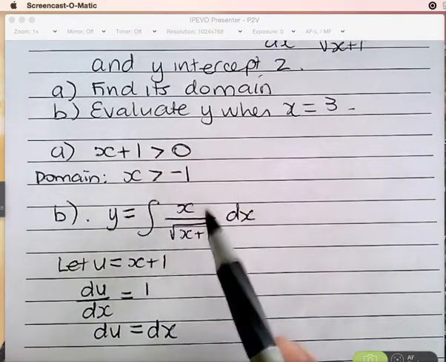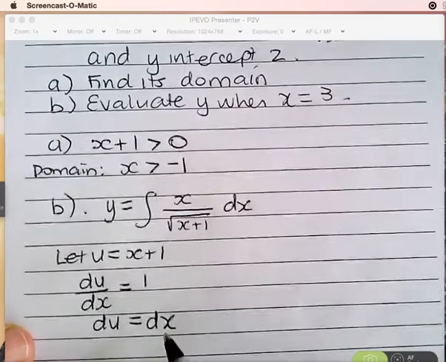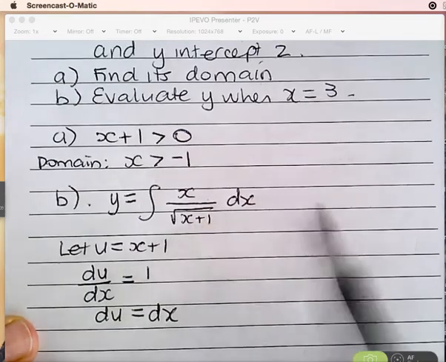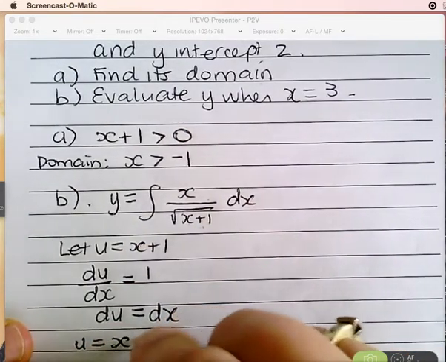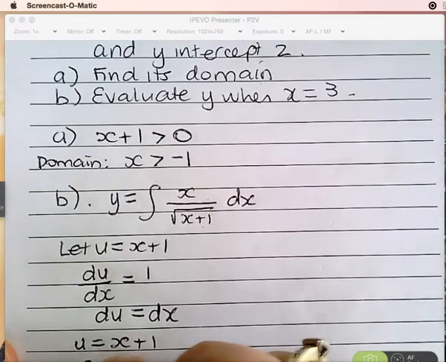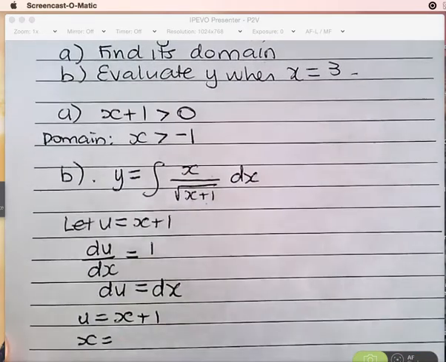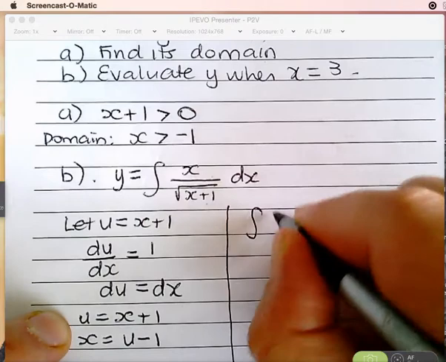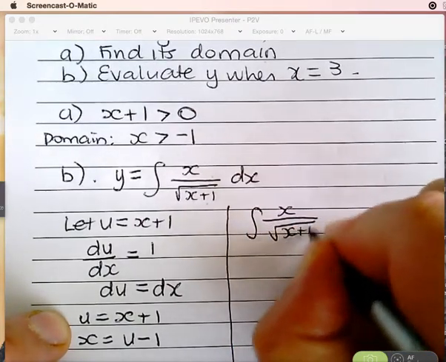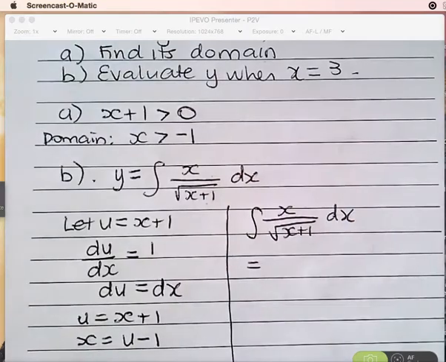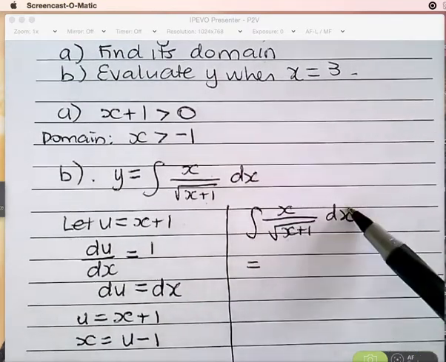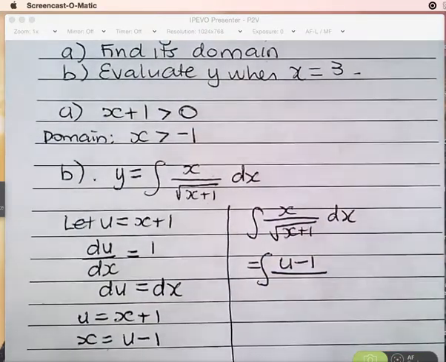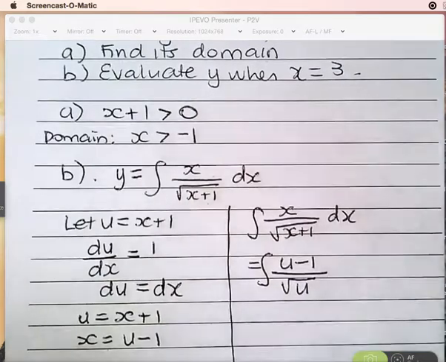Good. Remember, we're trying to integrate that. Now, I have a substitution for the x plus 1. I need a substitution for x. U is x plus 1. Therefore, x is u minus 1. And we're all done. So therefore, the integral of x over root x plus 1 dx. Do you notice what we're doing? We're trying to replace each of these. X equals u minus 1.